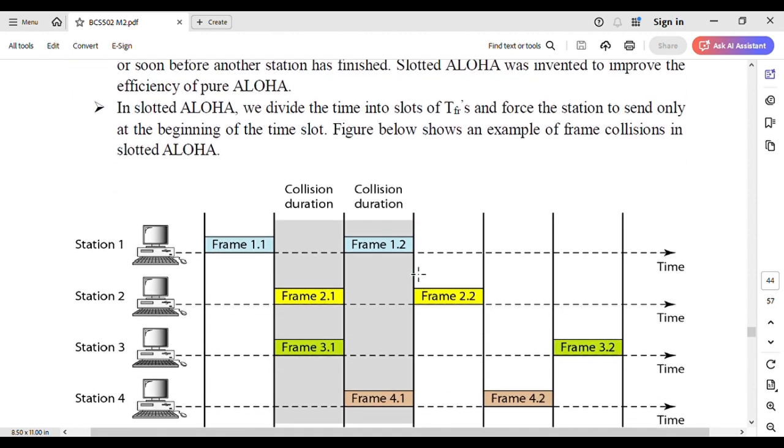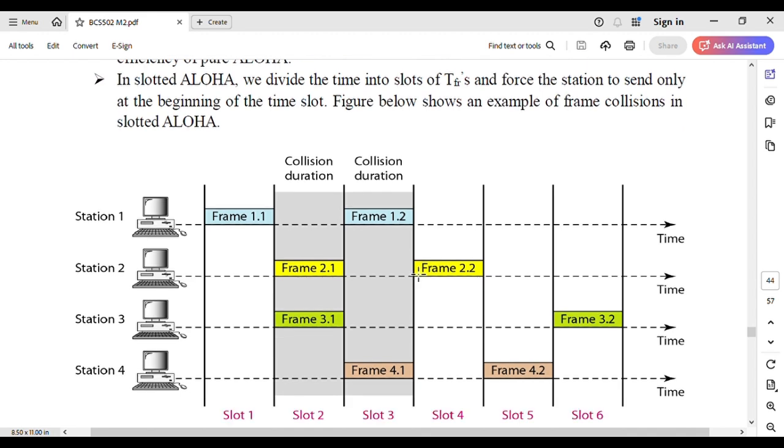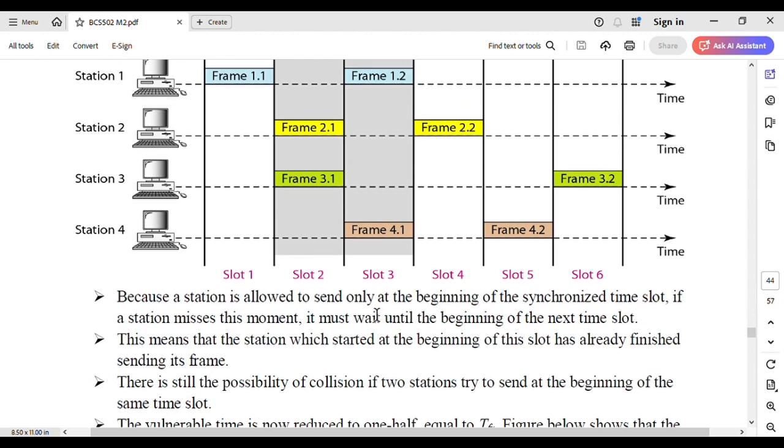The figure below shows an example of frame collision in slotted Aloha. Station 1 sends frames 1.1 and 1.2, station 2 sends frames 2.1 and 2.2, station 3 sends frames 3.1 and 3.2, and station 4 sends frames 4.1 and 4.3. Slot 2 has a collision, and slot 3 also has a collision.